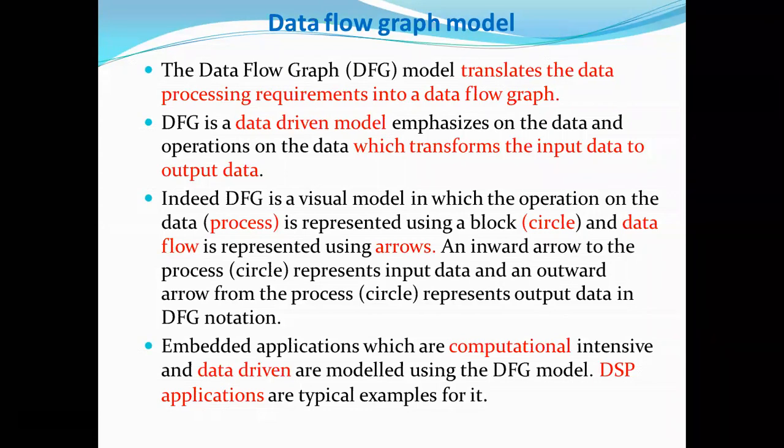So here in the data flow graph model, you'll be using certain symbols. Any process you want to represent will be represented with a circle, and the data flow will be represented using arrows. One example of this data flow graph model is its use in embedded systems like the DSP, that is, the digital signal processor. These are all drawn with the data flow graph model.